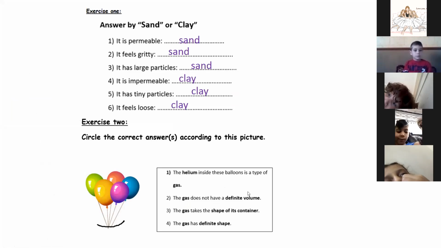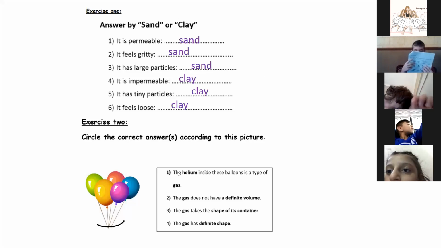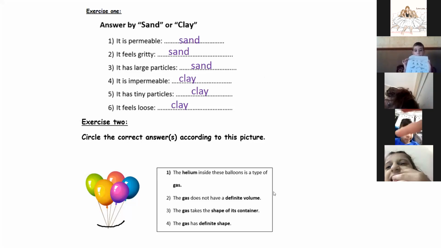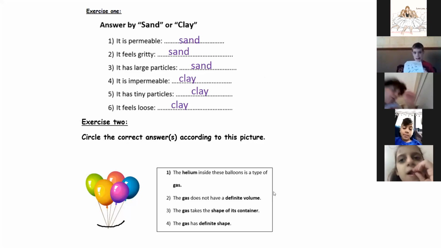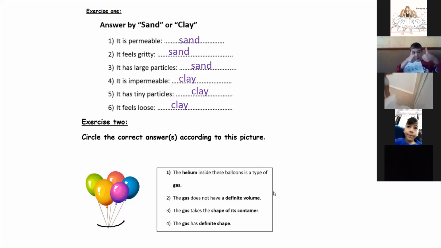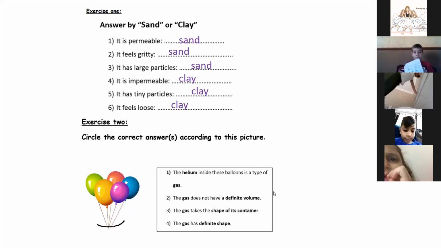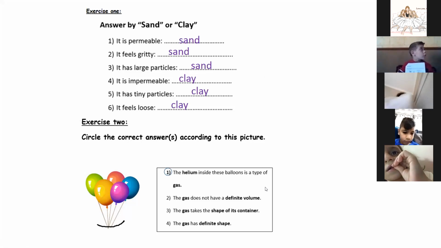I will help you read the first sentence. You will tell me if we have to circle it or not, okay? The helium, it's a type of gas. The helium inside these balloons is a type of gas. Should I circle? Yeah. Circle the first one. Okay, thank you, Noor. I circled the first one.